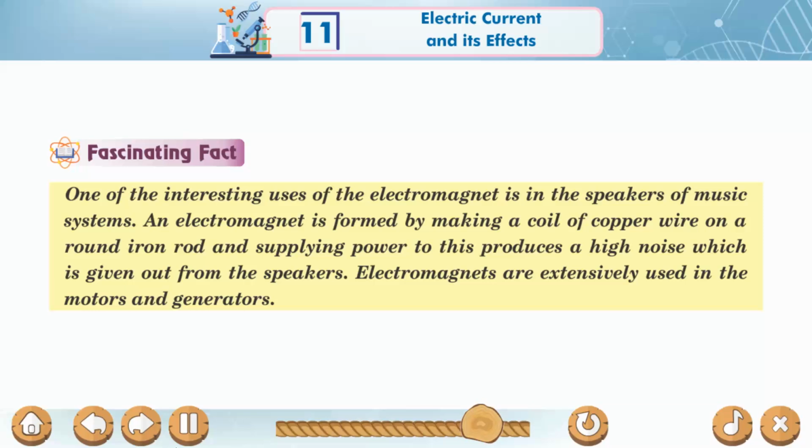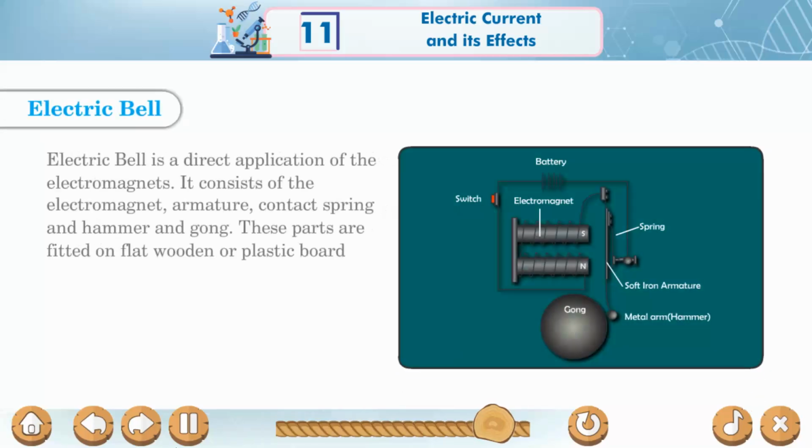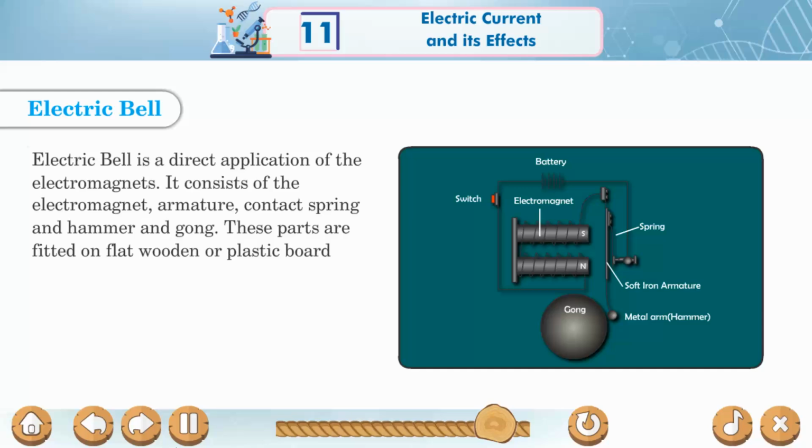Fascinating fact. One of the interesting uses of the electromagnet is in the speakers of a music system. An electromagnet is formed by making a coil of copper wire on a round iron rod and supplying power to it; this produces sound which is given out from the speakers. Electromagnets are extensively used in motors and generators. Electric bell. An electric bell is a direct application of electromagnets. It consists of the electromagnet, armature, contact spring, and hammer and gong. These parts are fitted on a flat wooden or plastic board.